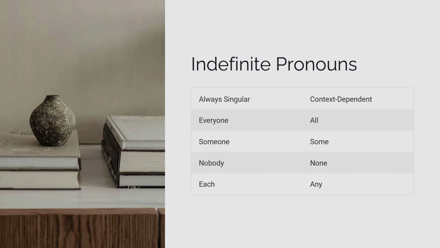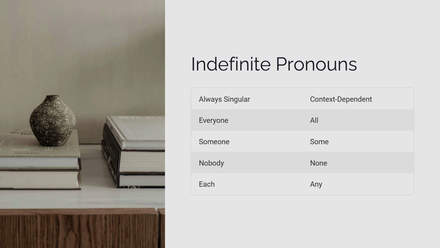Now, let's continue exploring how subject-verb agreement works with indefinite pronouns, which are pronouns that don't refer to a specific person, place, or thing. So, examples of common indefinite pronouns include words like everyone, someone, none, and each. So one key point to remember is that some indefinite pronouns always take singular verbs, while others can be singular or plural depending on the context.